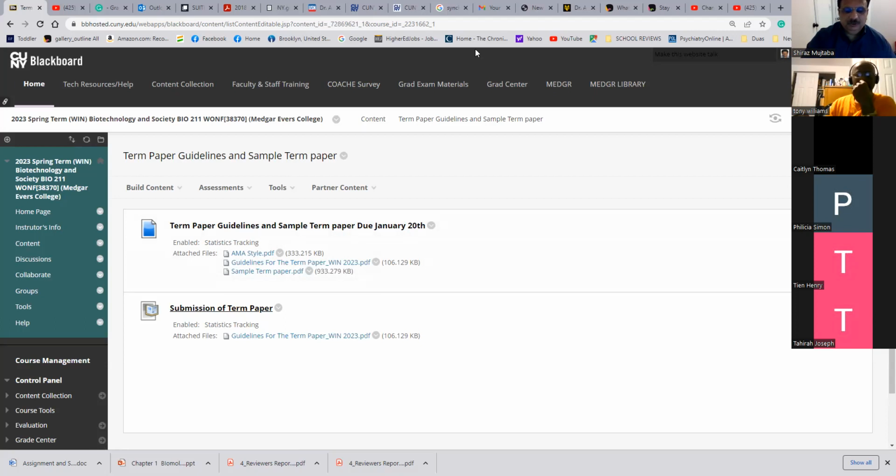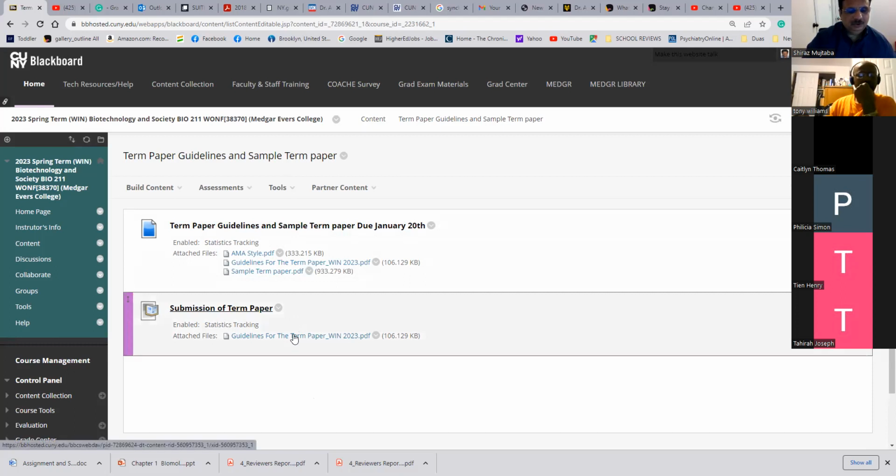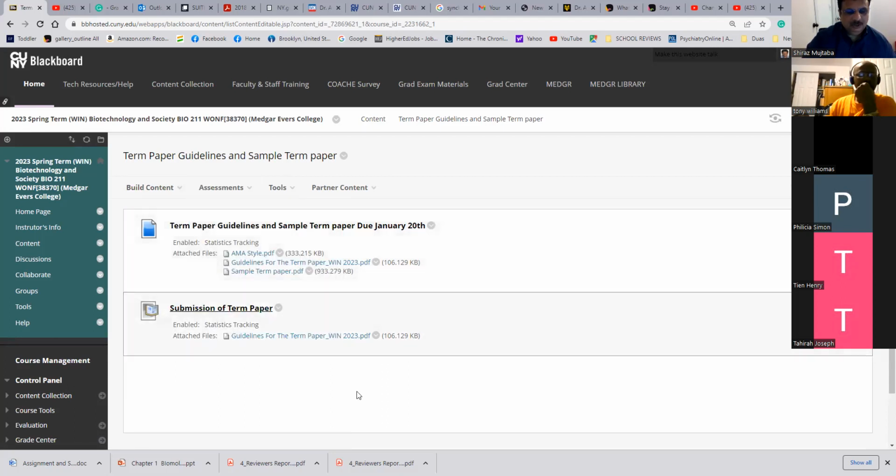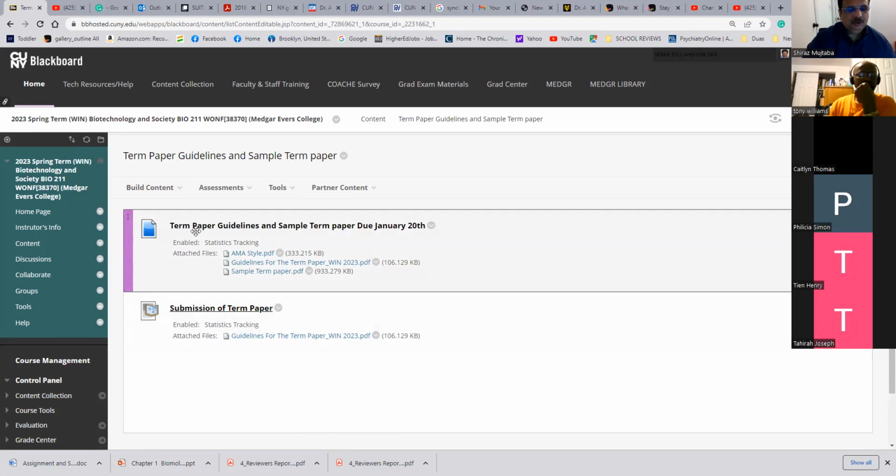So number one, it's 15% towards your grade. It gives you a chance to look at what is going on in the society. They're generally current topics, and so I would like to go over the guidelines of the term paper. So if you click on the folder, it opens a list of things. On the top, you have term paper guidelines and a sample term paper.